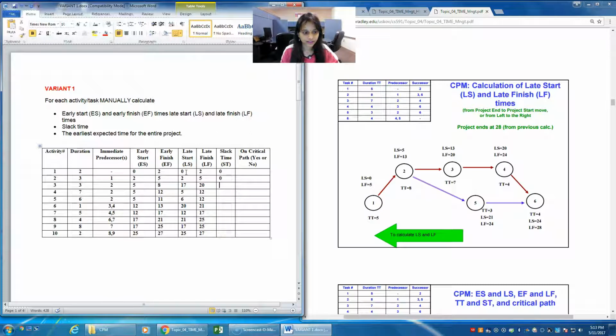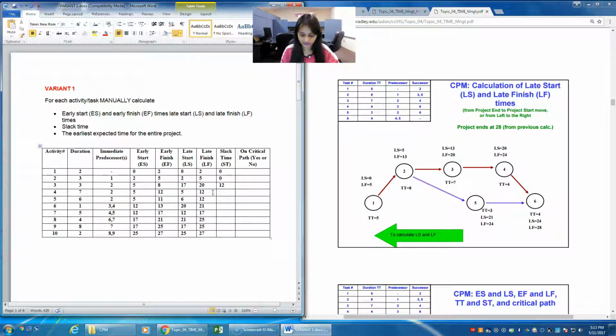Now for 3, you can have a look here. The early start is 5 and the early finish is 17. So 17 minus 5 is nothing but 12. Or you can take a difference of, as I've mentioned, the late finish and the early finish. So 20 minus 8 is also 12. That should be the case. That's how you know your numbers are correct.